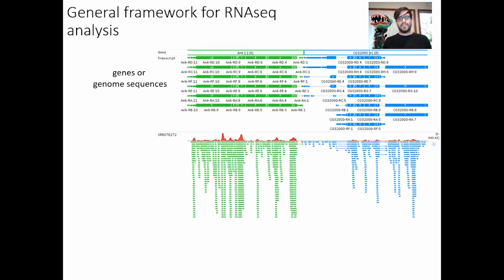So what happens after that? We've generated our sequences, we have our experiments, we've trimmed the data. Now what do we do? This is the central point of RNA-seq analysis: we have our genes or genome here.